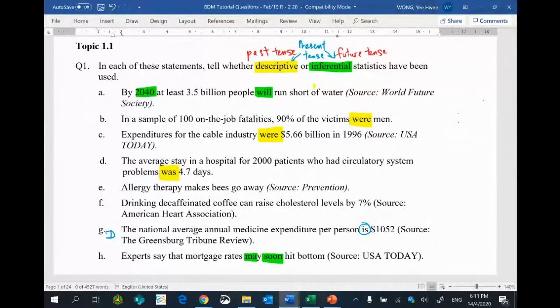E, allergy therapy makes bees go away. So this is present tense. Did you learn a lot of things from this sentence? Or does it sound very general? You don't really know what it is. You try to understand, but it seems like there are a lot of things not told. So this type of statement is very general, and this will be inferential statistics.